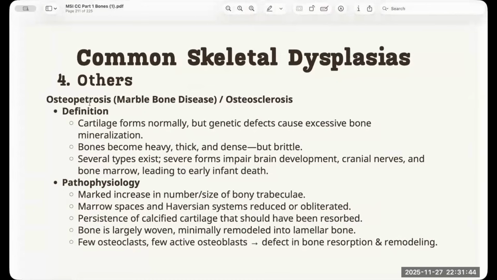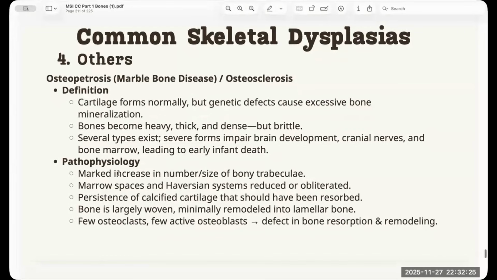Okay. There is also osteopetrosis, which is marble bone disease or osteosclerosis. Basically, genetic defects cause excessive bone mineralization, so the bone becomes heavy, thick, and dense, but brittle. There are several types. It can cause brain and cranial nerve impairment, leading to early infant death.